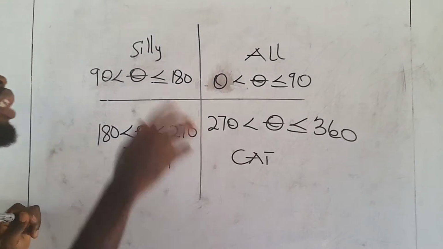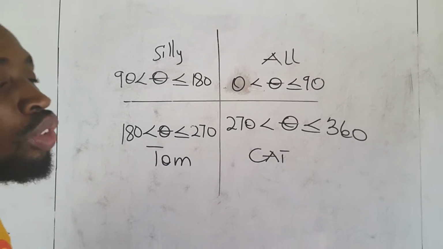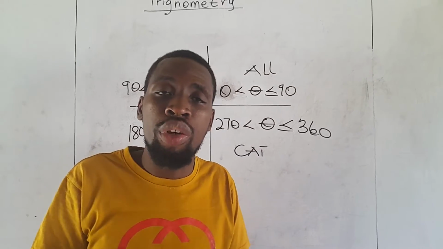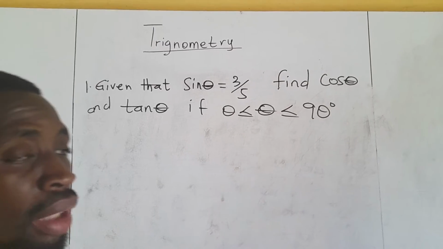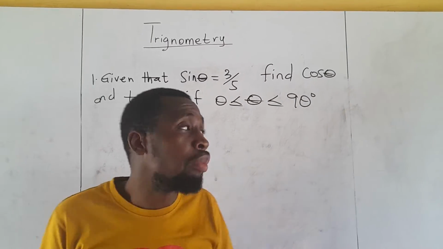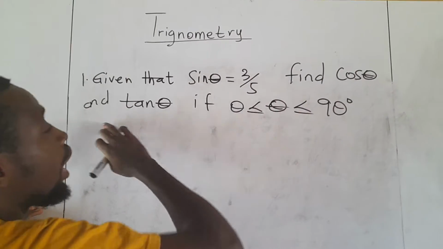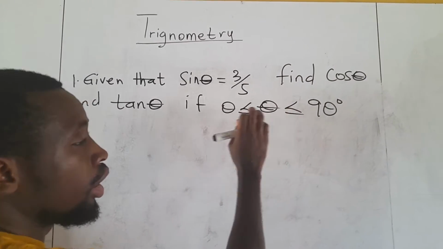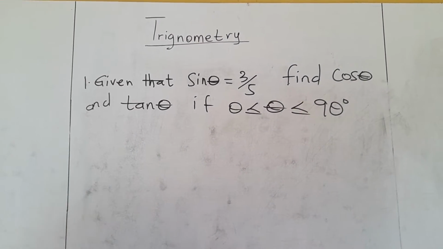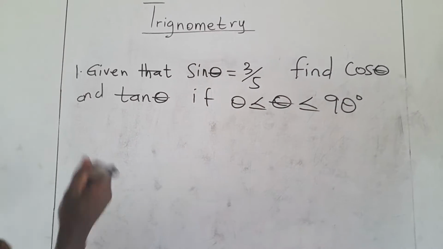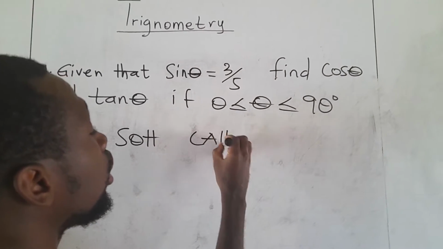I hope you get that. So now, after we know how to measure trig identities, let's see how we can solve some problems on trigonometry. Since we have got all the necessary tools that will enable us to solve problems on trigonometry, let's take our first problem. Given that sine theta is equal to 3 over 5, find cos theta and tan theta, if theta is greater or equal to 0, but less or equal to 90 degrees. So now, how do we do that? Remember our mnemonic scheme, SOHCAHTOA.